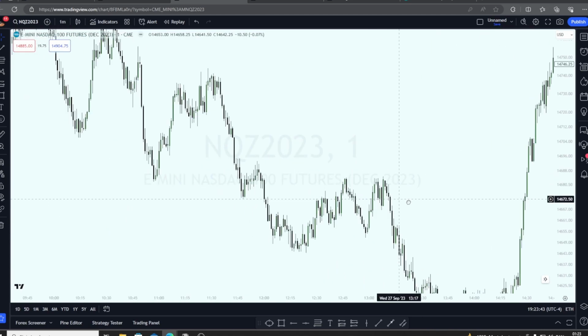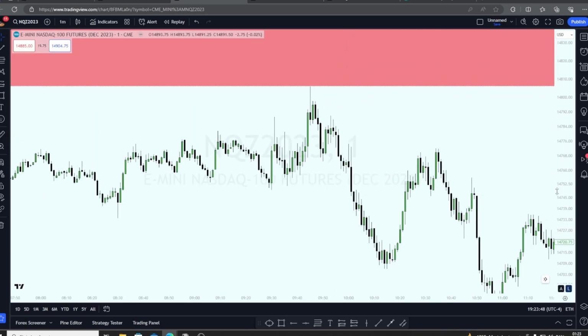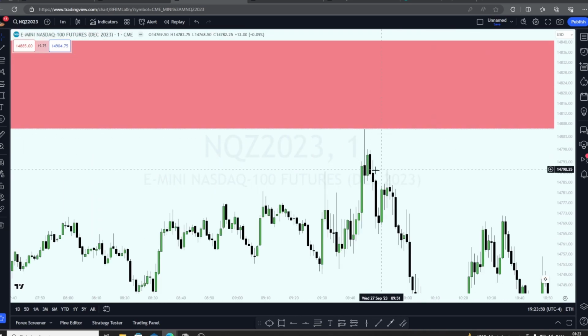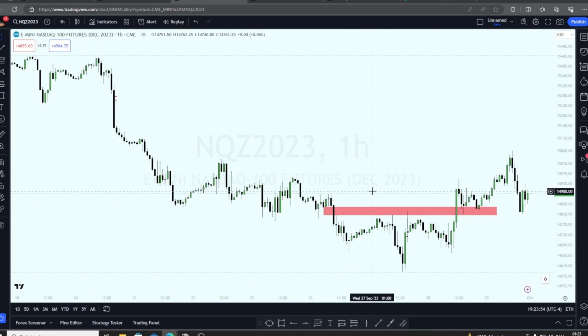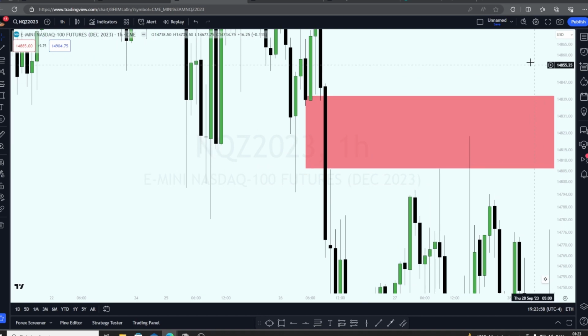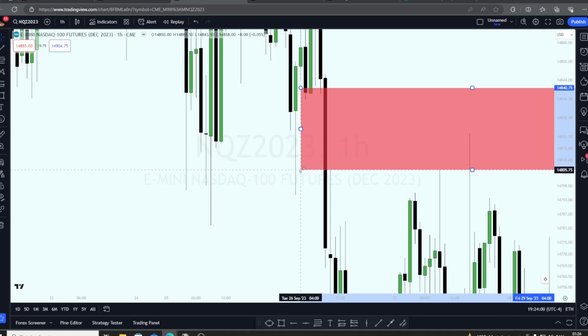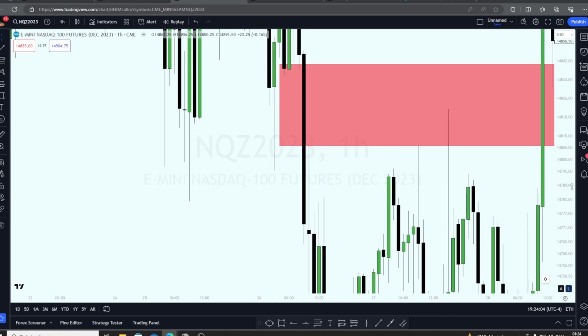Trying to figure out exactly where. Yeah, this right here, exact same setup. Let me see if I drew this correct. I must have drawn it wrong. Yeah, so as you can see, we hit this fair value gap to the tick. Right, there we go. This hits it to the tick, guys.